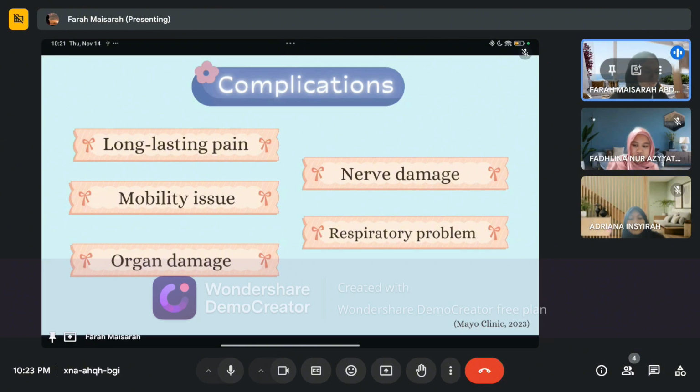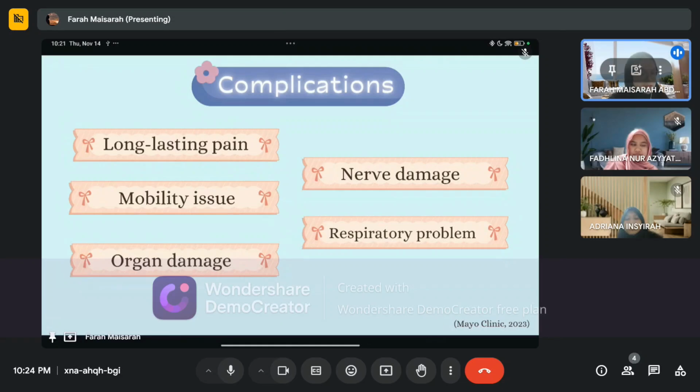Organ damage, for example, the adjacent organ, which is the heart, can be compressed, and it can lead to hypertension if the degree of the curvature is around 70 degrees. Number 4 is nerve damage. If there is spinal cord compression, it can cause pain, numbness, weakness, and in the worst scenario, it can impair motor or sensory function.